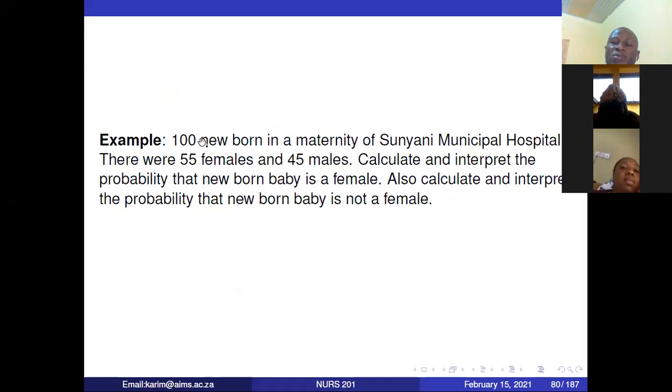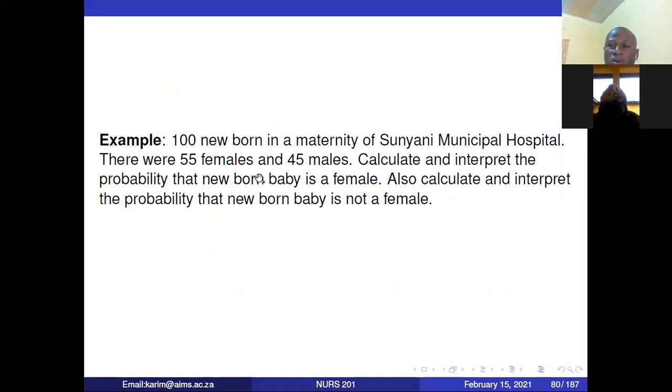Now, this is another example. Let's look at 100 newborn babies in the maternity of Sunyani Municipal Hospital. Out of the 100 newborn babies, 55 of them are females and 45 of them are males. We want to calculate and interpret the probability that a newborn baby is a female, and also calculate the probability that the newborn baby is not a female.